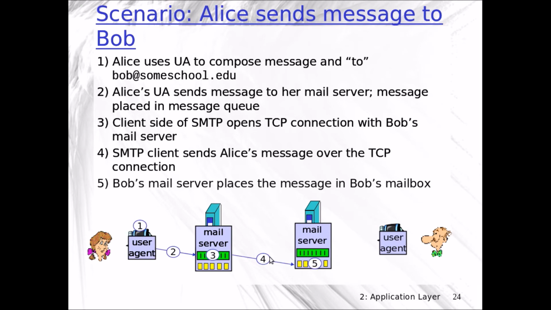Bob's mail server places the message in Bob's mailbox. Bob invokes his user agent to read the message. So when Bob logs into his mail, his user agent is invoked to read the message. This is what happens when Alice sends an email to Bob.